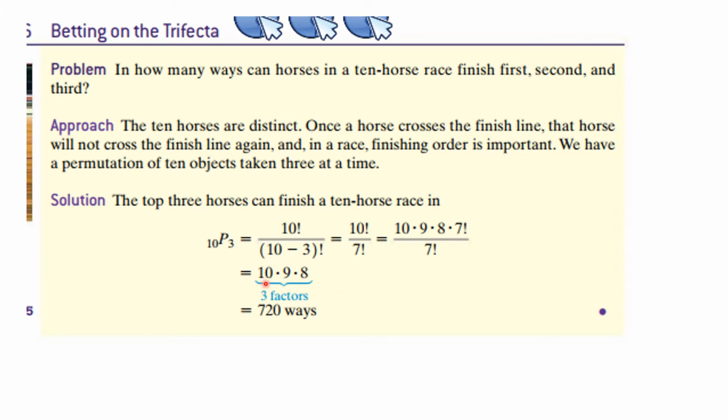Or you could say there's 10 ways you can finish first, 9 ways you can finish second, and 8 ways you can finish third. And if you multiply all that together, you get 720, and you can get this from your calculator as well. 45 is a good example to test your understanding of this.